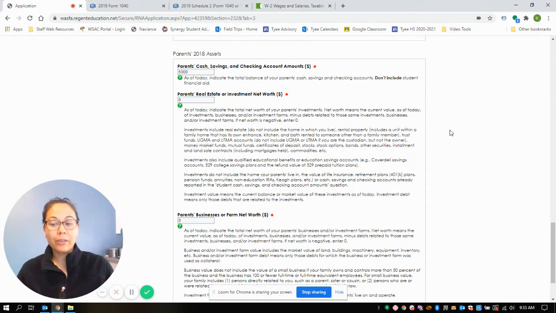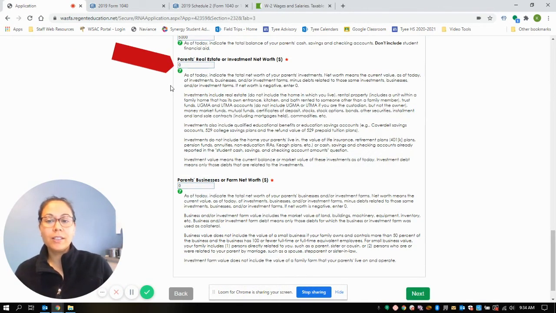So this is about the value of investments, cash, businesses that your parents have. The first one in this section is asking about cash, savings, and checking account amounts. So at this moment in time, how much money do your parents have available to them combined in a bank account? And we know that that number changes all the time, and that's okay.